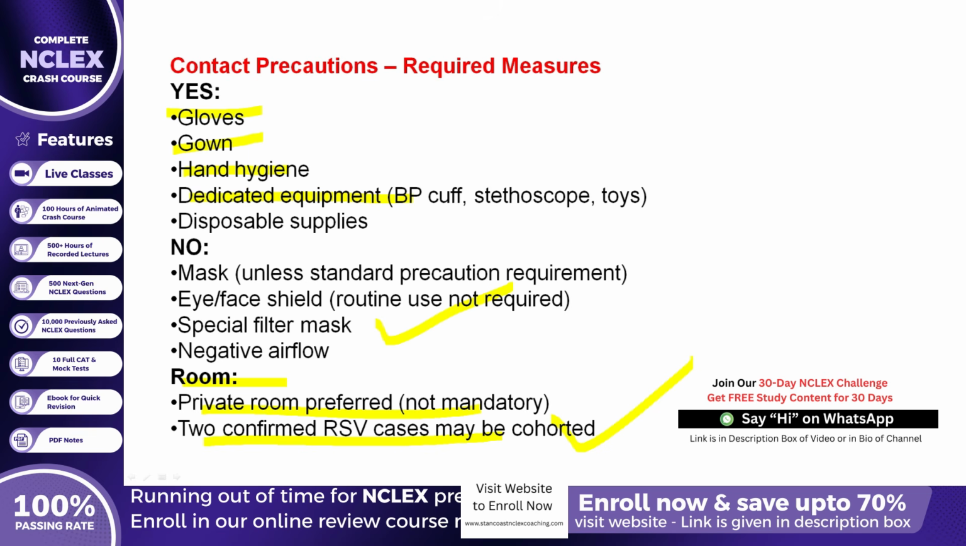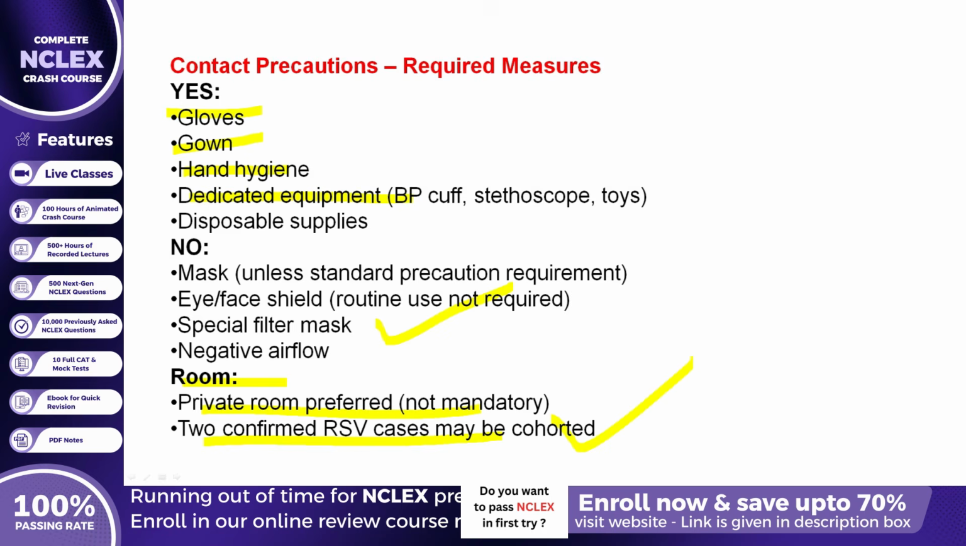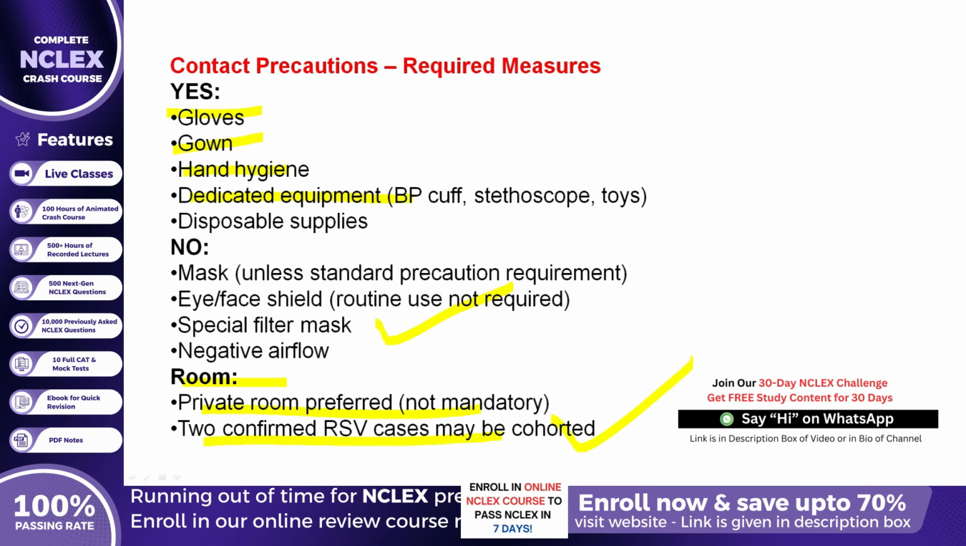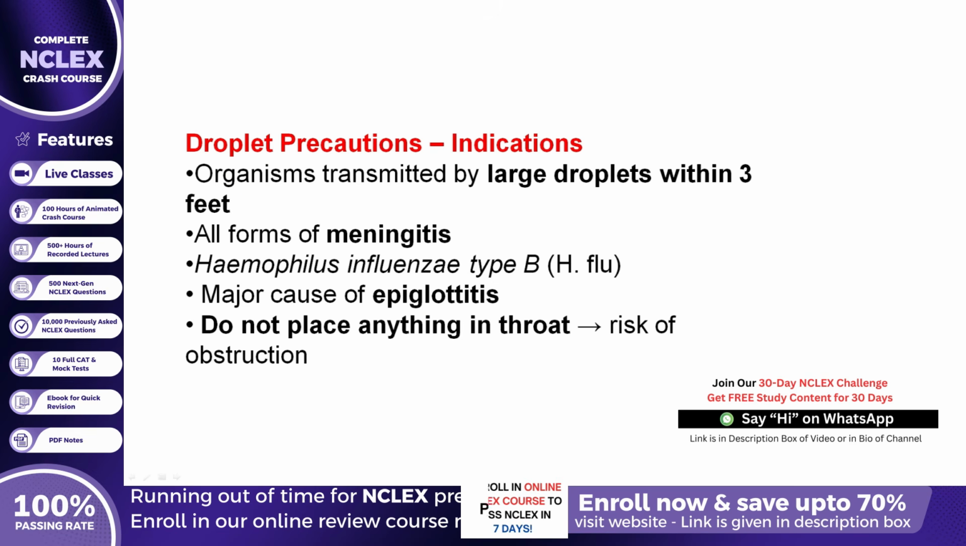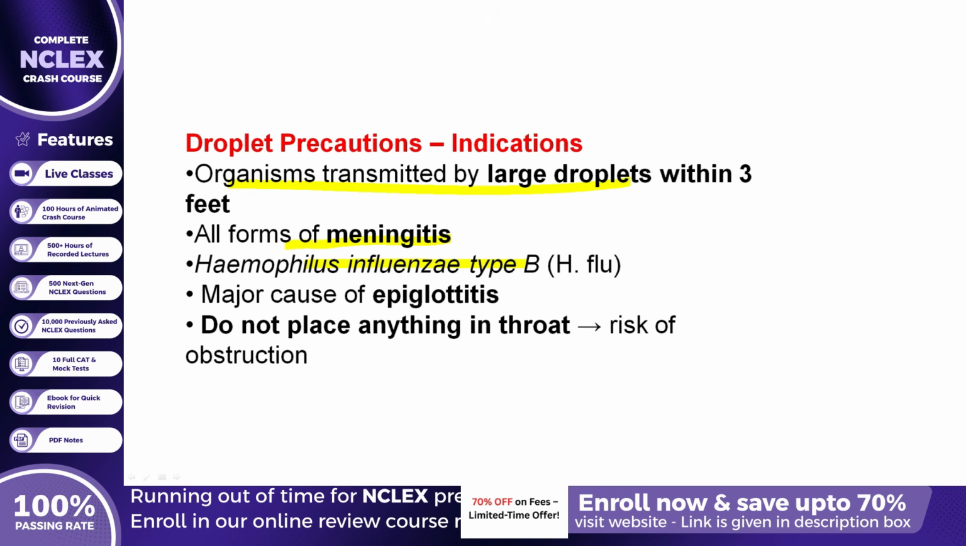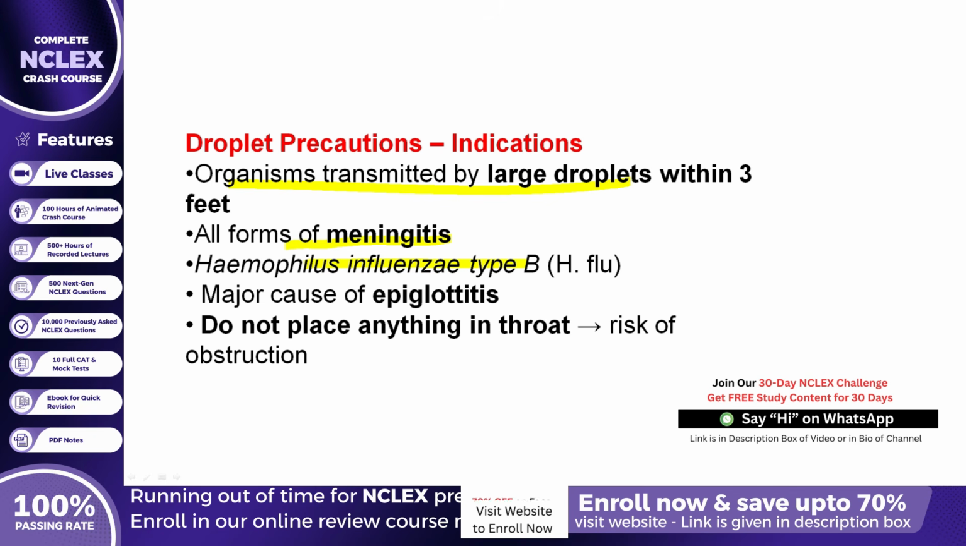To begin, droplet precautions are required for organisms transmitted by large droplets within 3 feet. This includes all forms of meningitis. It also includes Haemophilus influenzae type B, also known as H-flu. H-flu is a major cause of epiglottitis. And when caring for a client with suspected epiglottitis, we do not place anything in the throat because of the risk of obstruction. Now, let us move into the required measures for droplet precautions.